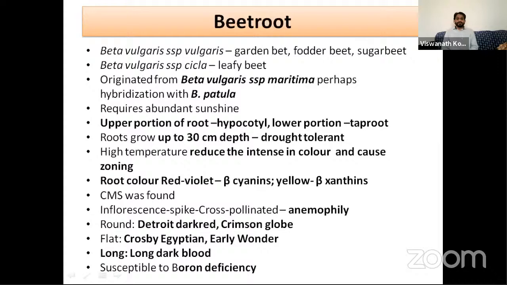And beetroot is a drought tolerant root crop. The roots of the beetroot can go up to 30 cm deep into the soil, so that it facilitates the drought tolerance in beetroot.